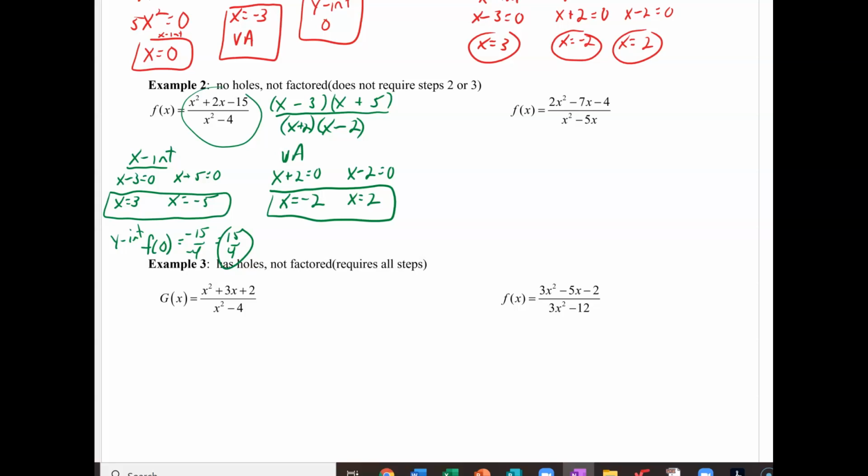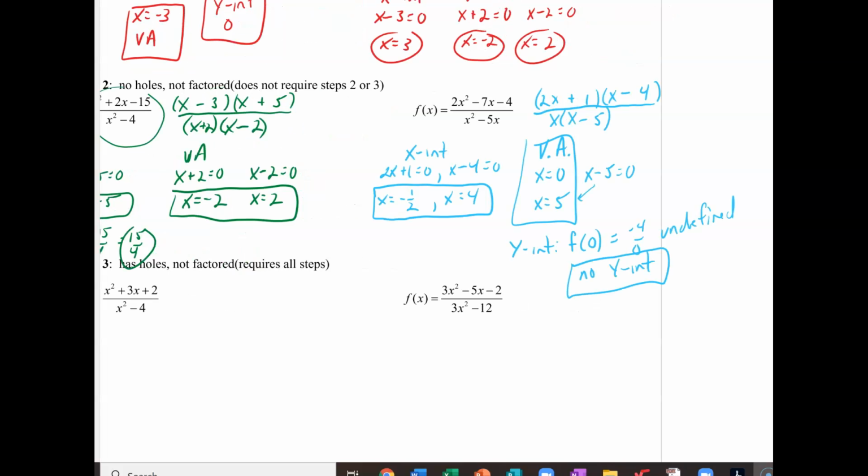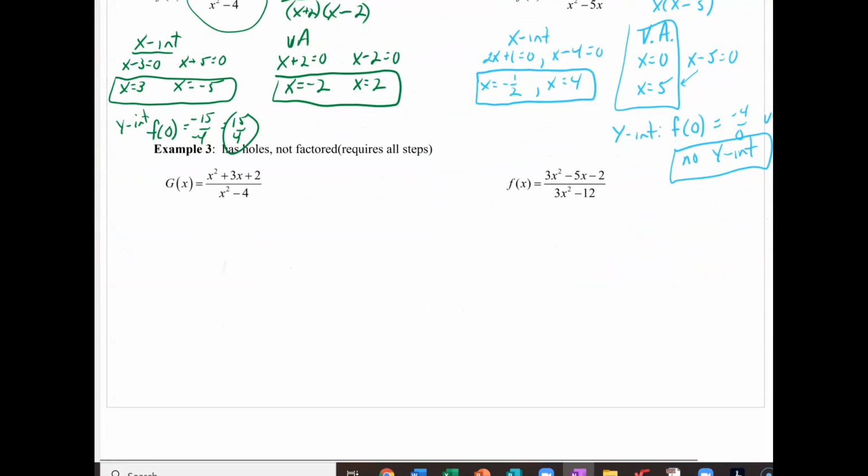Okay, let's look at the next example. So factor first, and then we'll go from there. Why don't we pause the video and see if you can factor it and find those 4 things. Okay, so our x-intercepts, first factor form. Our x-intercepts are based on the two things that make the numerator 0. Our vertical asymptotes are the equations that make the denominator 0. And for our y-intercept, when we find f of 0, we get negative 4 over 0, which is undefined, so there is no y-intercept. All right, let's look at something now that requires all the steps.